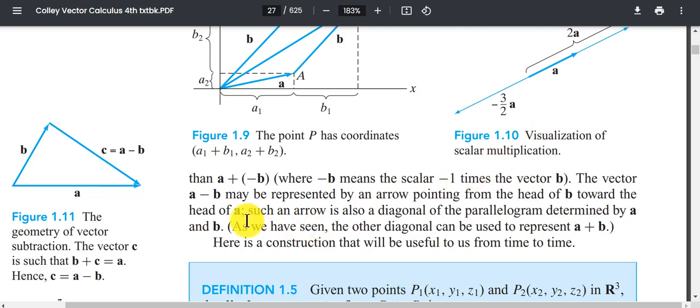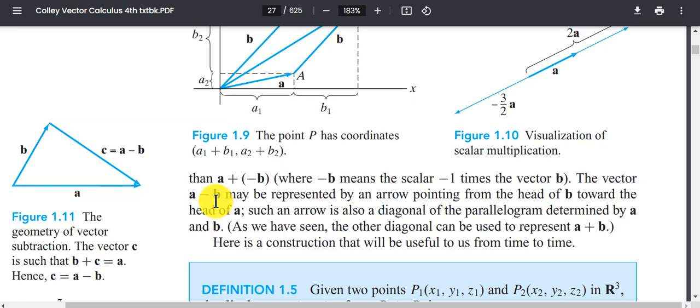Now the visualization of this always confuses me, or used to always confuse me, because, okay, a minus b, we just said we know what it means. It means a plus minus b, and we know what adding two vectors is, and we know what multiplying b by a negative is. So we know what that is. So we know what a minus b is. But what does it look like?